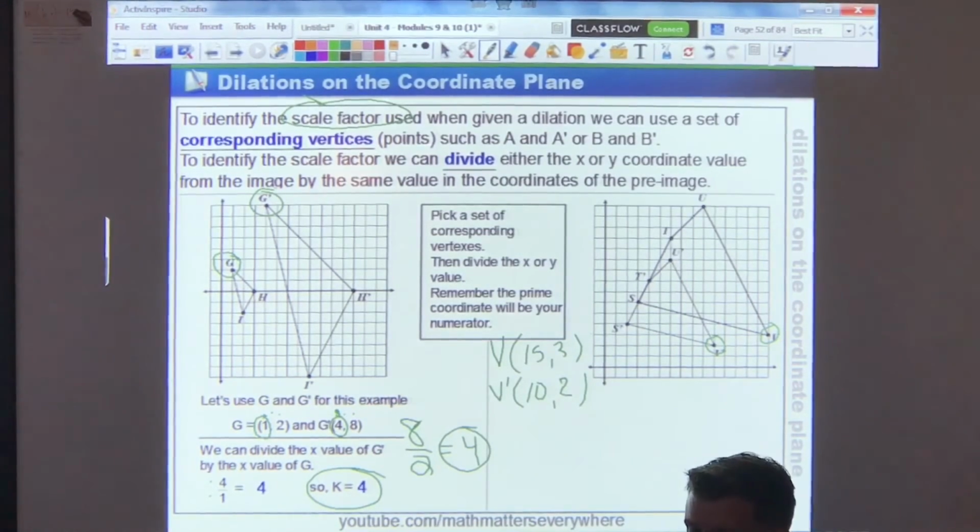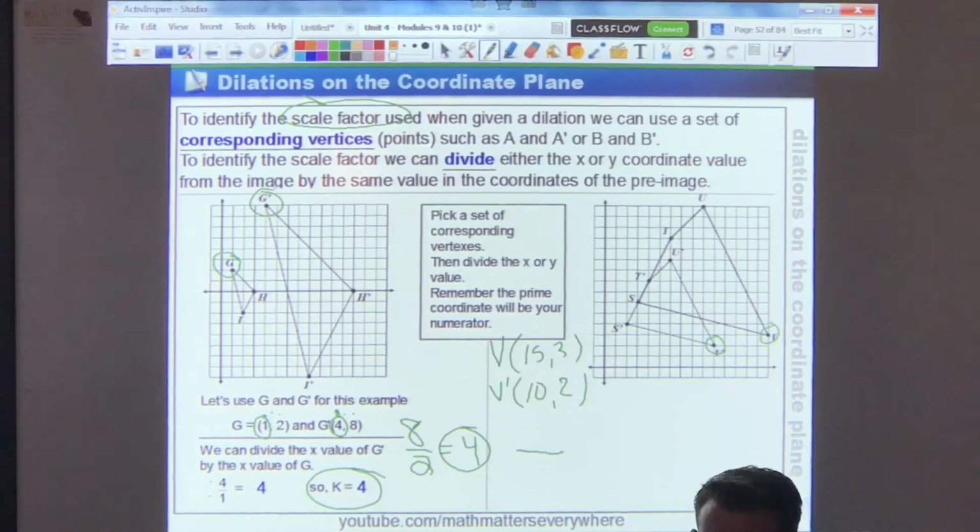Gael, to find the scale factor, you want to work with the x's or the y's? The x's. Okay, so we're making a fraction. You have 4 numbers here. Since you're working with the x's, that takes you down to 2 numbers. What 2 numbers are we working with here? Perfect. Those are your x's, 10 and 15. Which one of those is your numerator?